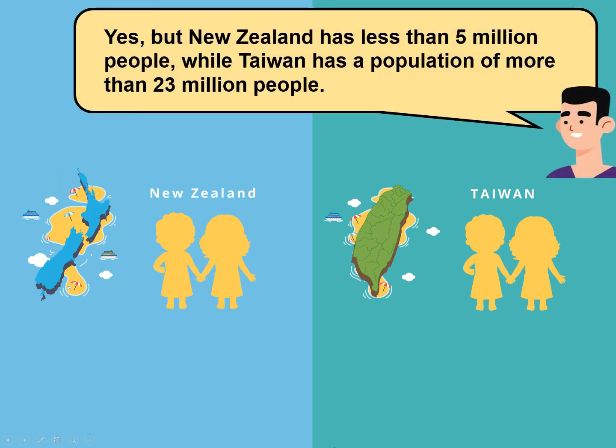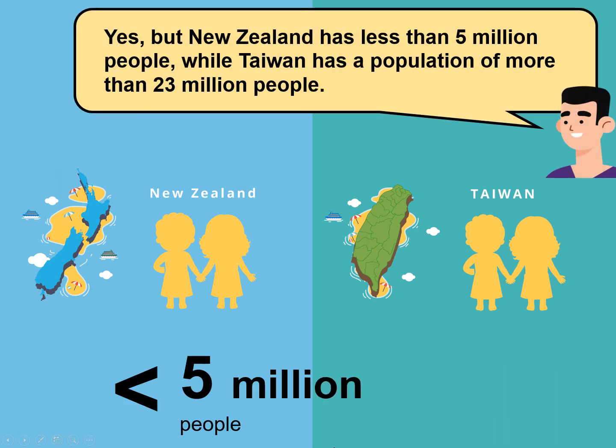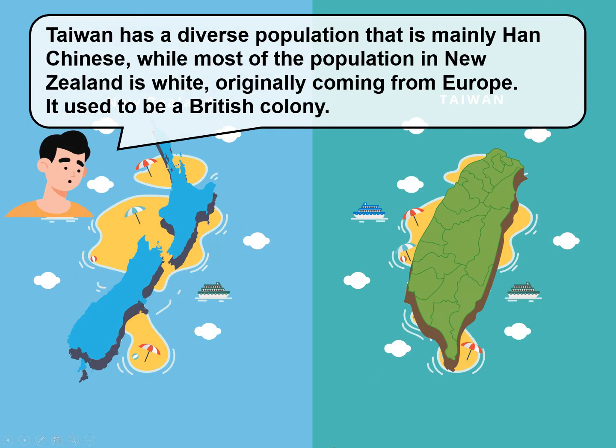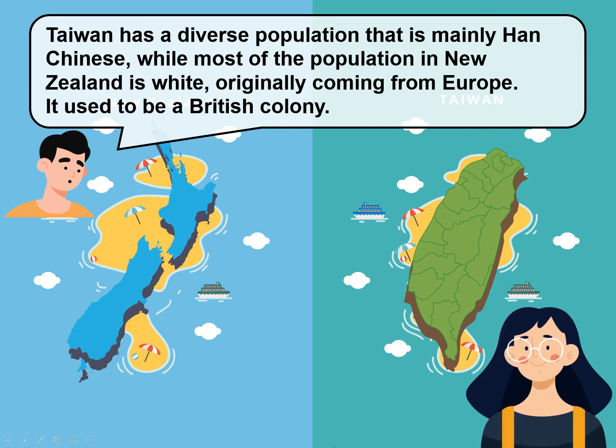Yes, but New Zealand has less than 5 million people, while Taiwan has a population of more than 23 million people. Taiwan has a diverse population that is mainly Han Chinese, while most of the population in New Zealand is white, originally coming from Europe. It used to be a British colony.